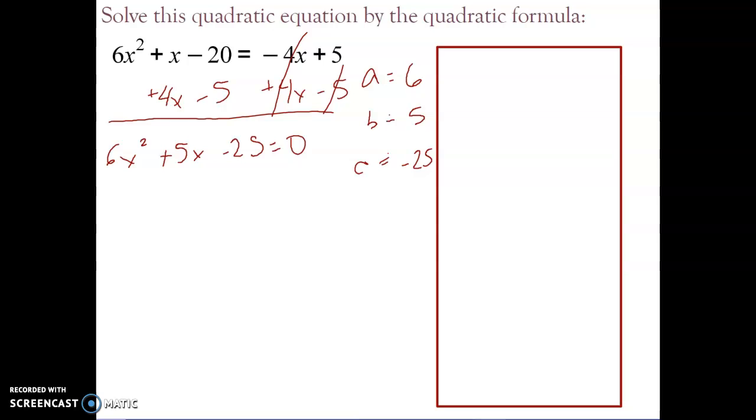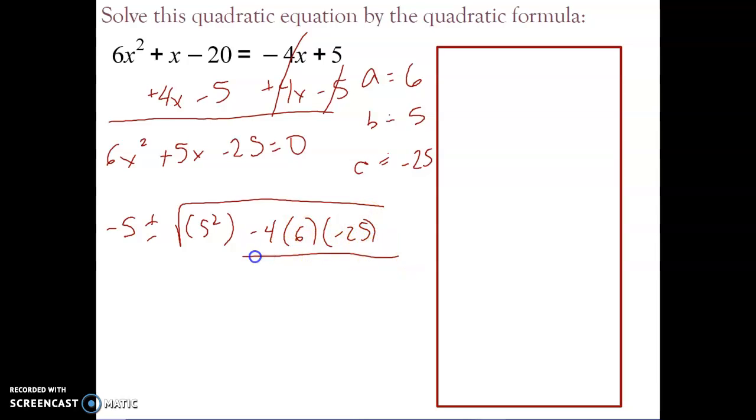All right, let's substitute that into the quadratic formula. Negative b plus or minus the square root of b squared minus 4ac, all divided by 2a. Okay, so let's find the discriminant value. You guys type that in your calculator. All right, I got for my discriminant 625. Well, that means it's real because 625 is a positive number.